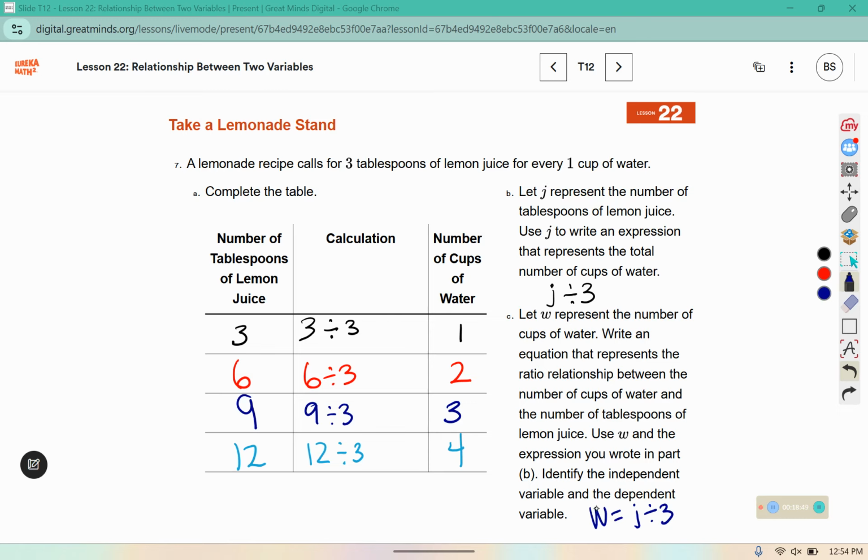And the water, so we're identifying the independent and dependent variable. The water depends on how much juice you have. So the water is the dependent, and the juice is the independent variable. The amount of water depends on how much juice we have.